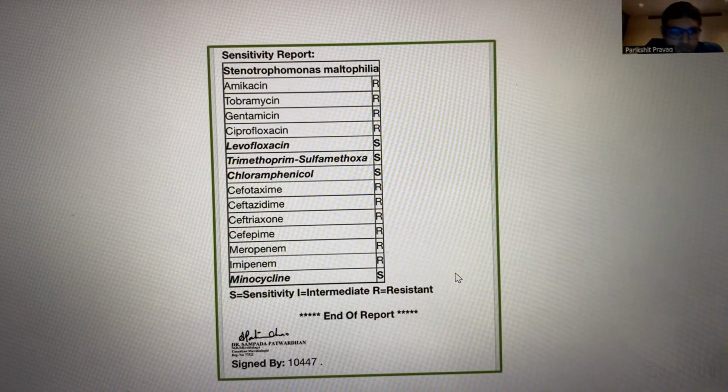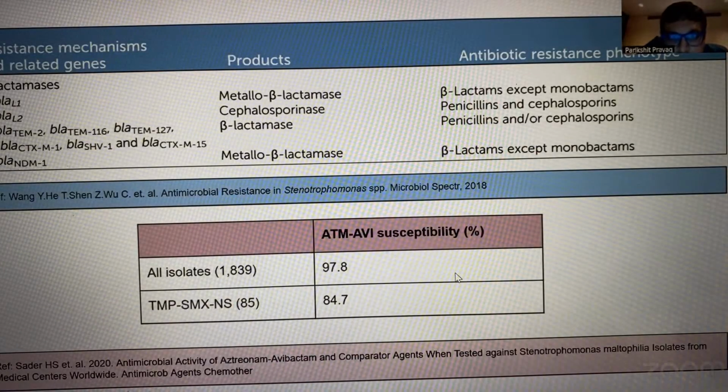Now, look at this patient here. He is having Stenotrophomonas in the blood, and it is carbapenem resistant. So the question is, can we ever use carbapenems for Stenotrophomonas? The answer is no. And the reason is that they have these important enzymes in them. So this L1 is a metallo-beta-lactamase. It is like your NDM.